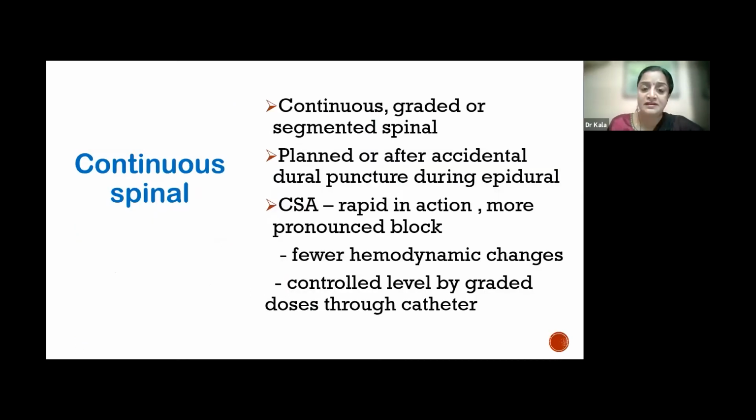The continuous spinal, that is the continuous graded or segmental spinal, can be done. It is planned, or after accidental dural puncture during epidural, you can convert an epidural into a continuous spinal. No harm in doing that. It's rapid in action and more pronounced block. There are few hemodynamic changes, and they can be controlled. The level can be controlled by graded doses through the catheter.